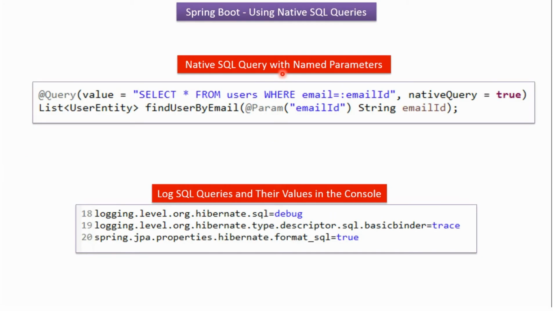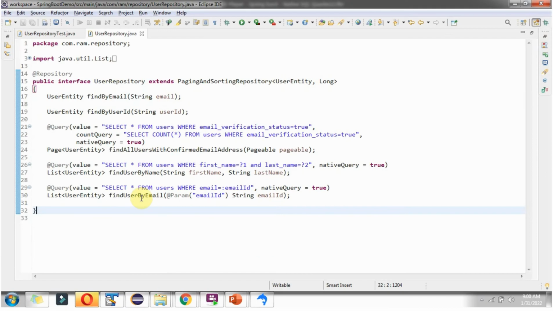Now we will see how to write a native SQL query with named parameters. Here I have defined the method findUserByEmail, and here I am passing the email ID, and this method returns a list of user entity objects. In this method, I have applied the Query annotation, and here I am passing the native SQL query: select star from users where email equal to colon emailId.